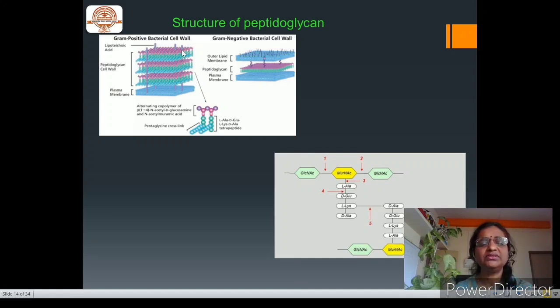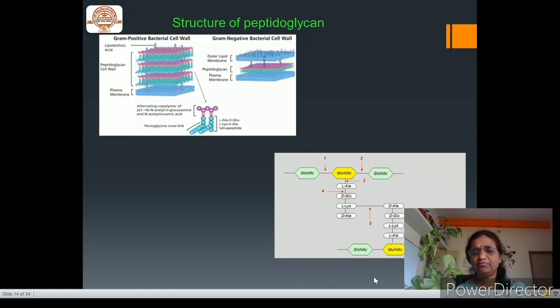As I told, the gram positive cell wall mainly consists of peptidoglycan. So these are the different layers, sheets of glycan strands, that form the peptidoglycan, and in the case of gram negative it consists of a very small amount of peptidoglycan. This is a single sheet of peptidoglycan present at the inner side of the cell wall. The gram negative cell wall is bilayered, so this is the outer layer and this is the inner layer. The gram positive cell wall is monolayered, made up only of peptidoglycan.